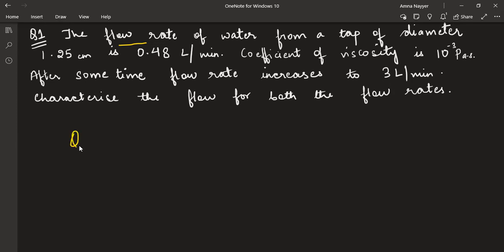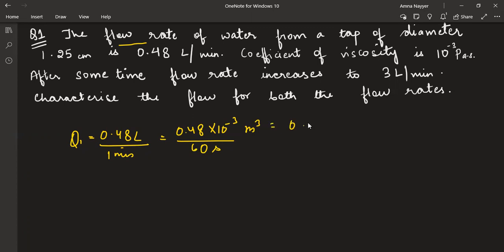Now see, Q1, that is fluid flow, is given as 0.48 liter per minute. It means it is per 1 minute, so we have to convert it into seconds. So this will become 0.48 into 10 to the power minus 3. I have converted this into meter cube, and this will be divided by 60 seconds. Now this is in SI unit. So this will become 0.08 into 10 to the power minus 4 meter cube per second.